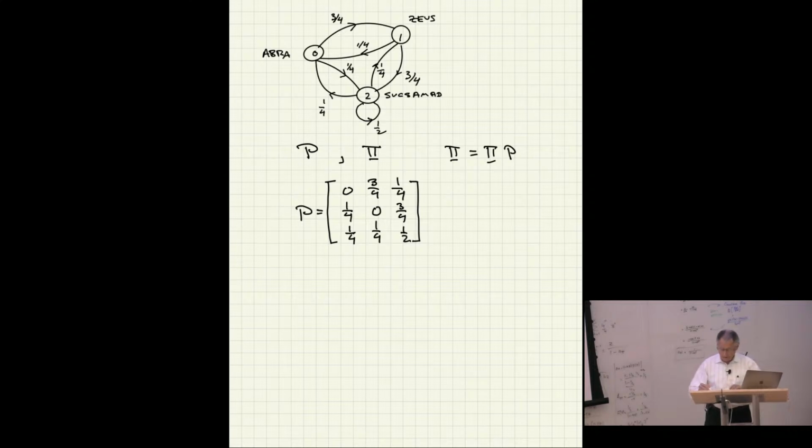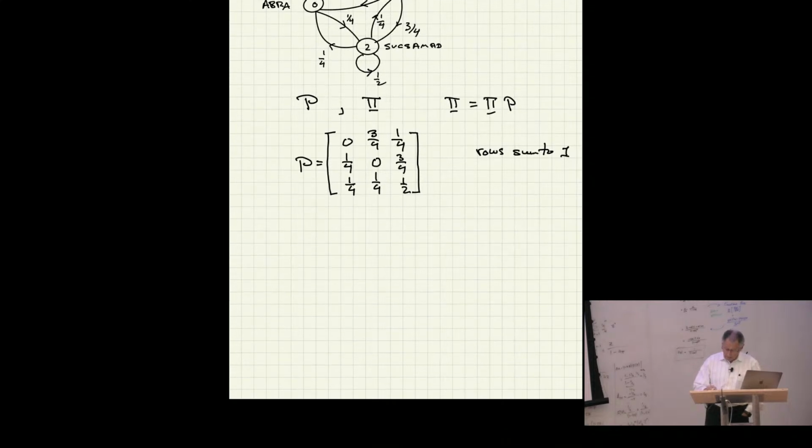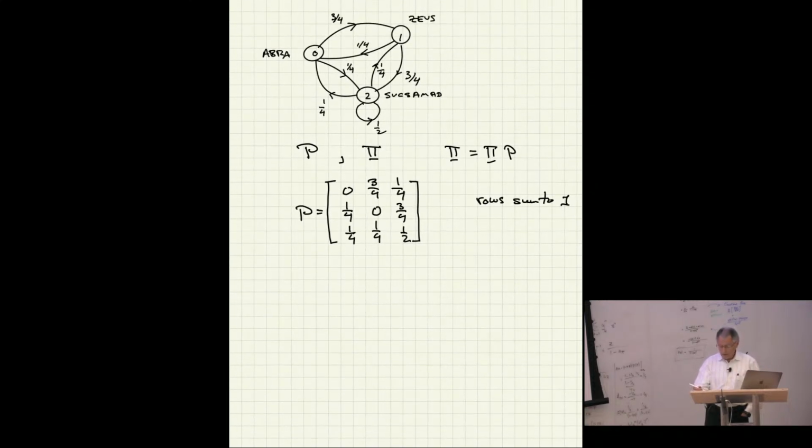Okay, so let me just point out, rows sum to 1. And by the way, this is finite, it's irreducible, and it's aperiodic, so guess what? It's ergodic. Most of what we're going to deal with will be ergodic. Okay, now let's solve the equations pi equals pi P. Let's actually do the work, okay?